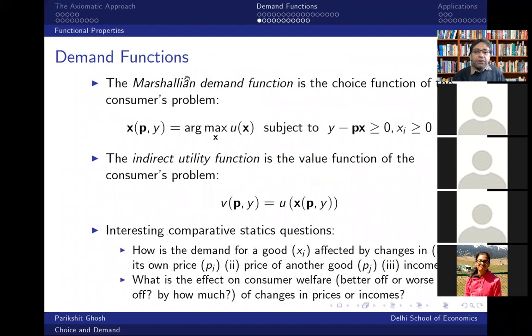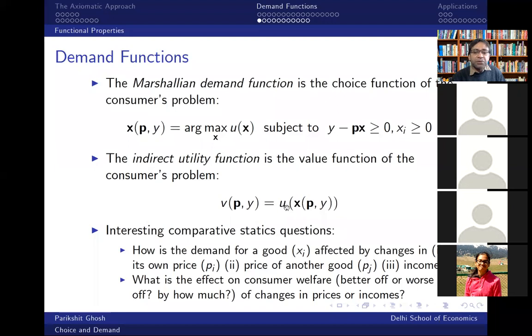Okay, so in the consumer's problem, let's return to it. Maximize utility subject to budget constraints, etc. So that problem has a choice function. That's our demand functions. We'll call them Marshallian demand functions because very soon we'll talk about another kind of demand function, the Hicksian demand function, which is somewhat different. So let's call them Marshallian demand functions. And as I said a moment ago, this is the indirect utility function.